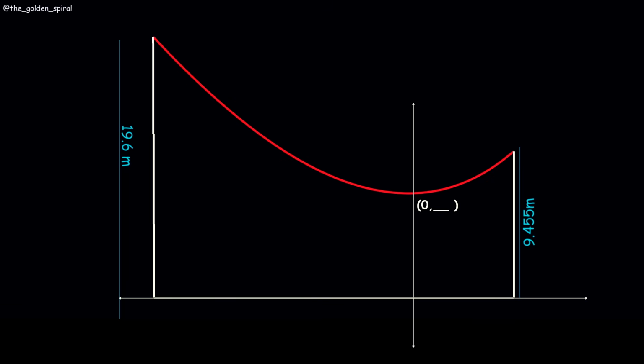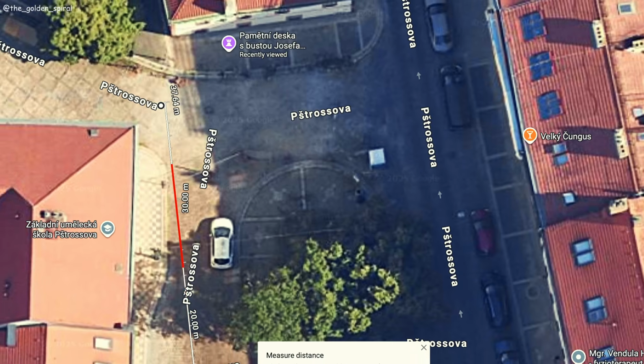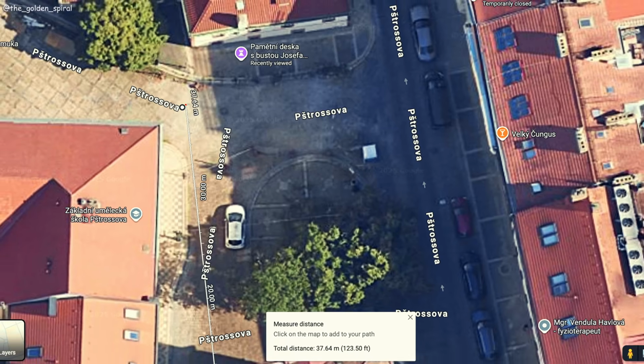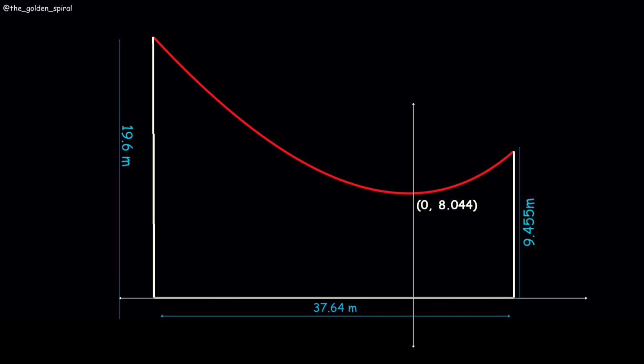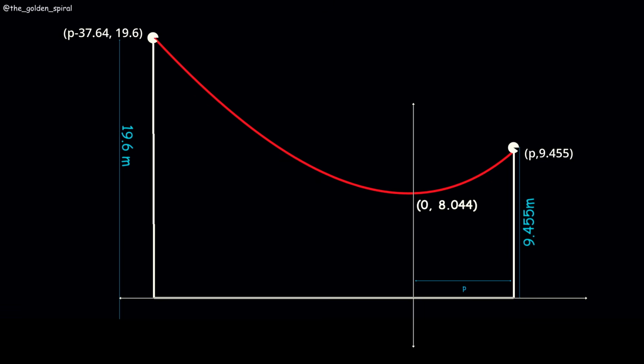Now we have the coordinates of the vertex, and from Google Maps we have this horizontal span total length is 37.64 meters. Now let's assume that this distance is p. Now we can write the coordinates for the fixed endpoints. For the vertex, x coordinate is already 0, so we can use it to find the value of parameters in the general equation of our curve.